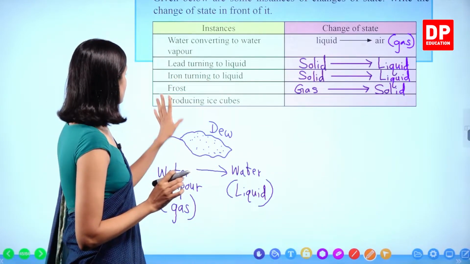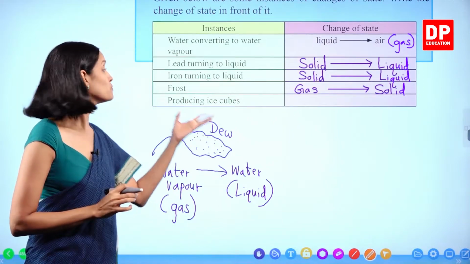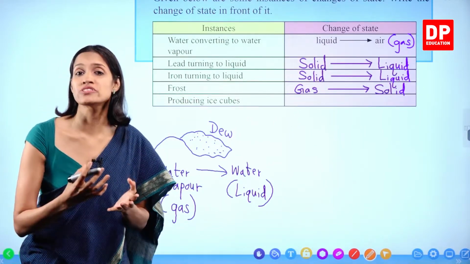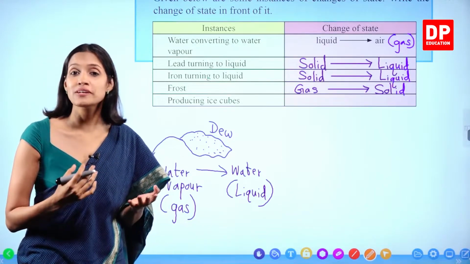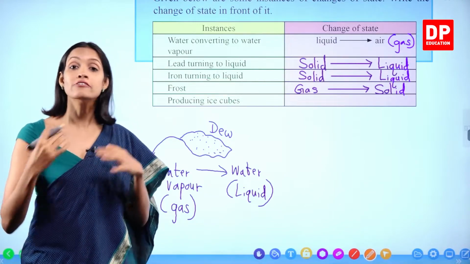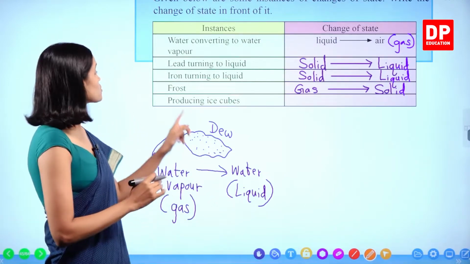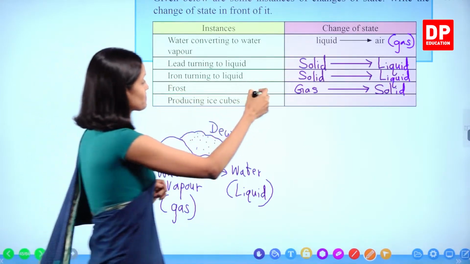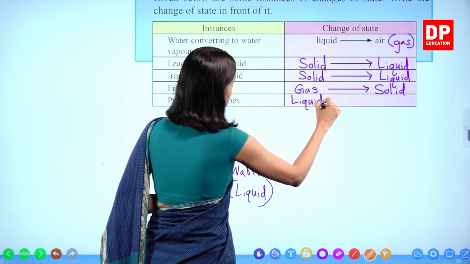Right? The next one, producing ice cubes. What do we have to do to make ice cubes, children? We have to refrigerate. We have to put some liquid water in the freezer part of the fridge. Then what happens? Because of cooling down, liquid water turns into ice cubes, the solid water. Okay? So producing ice cubes, liquids turn into solids. Liquid into solid.